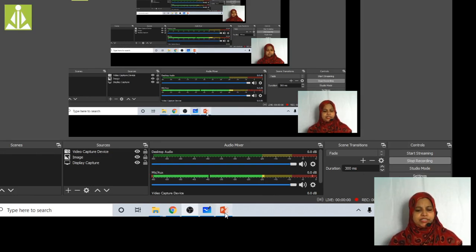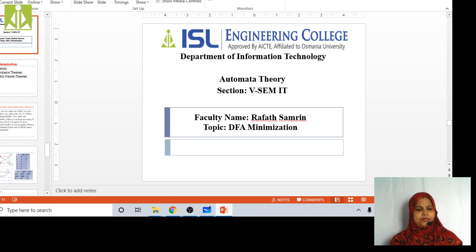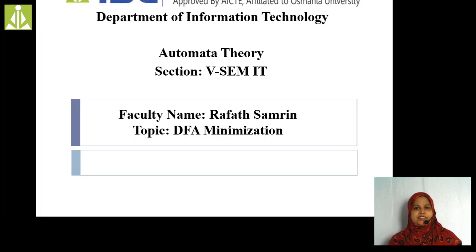Good morning, students. In today's session, I am going to discuss DFA minimization. In the previous session also, we discussed DFA minimization. Here in this session, I am going to discuss one more example of how we perform DFA minimization. Before starting, I will just recall how we perform DFA minimization.